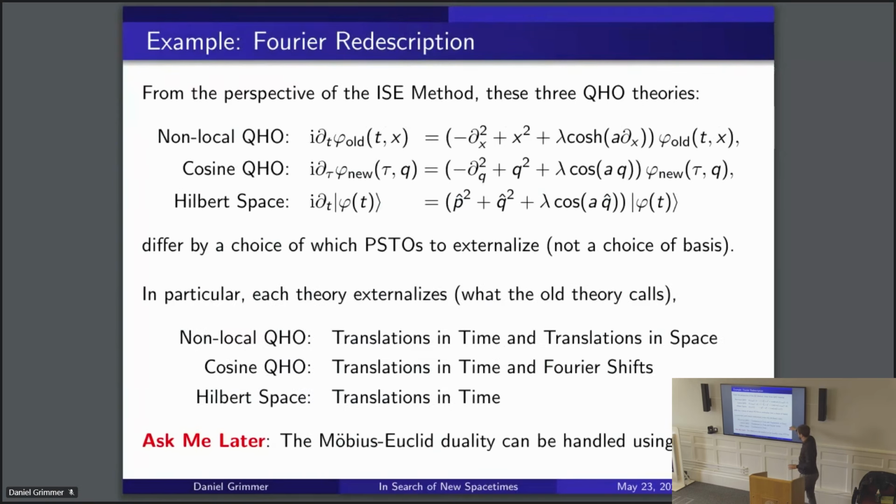In particular, each of these theories externalizes what the old theory calls translations in space and time to get to the old theory, translations in time and Fourier space. You say, I really want these to be my spacetime translations, and you end up building a spacetime where that's true. And translations in time alone would give you a kind of Hilbert space picture of the theory. And this Mobius-Euclid thing can be handled in the same way without any algebra. I'm just picking Lie groups, declaring that they're the new spacetime structure, and they are.